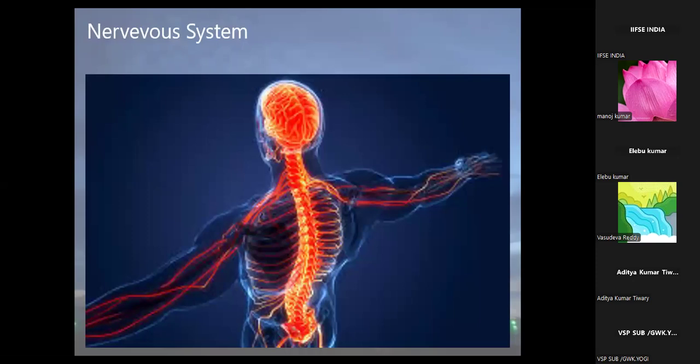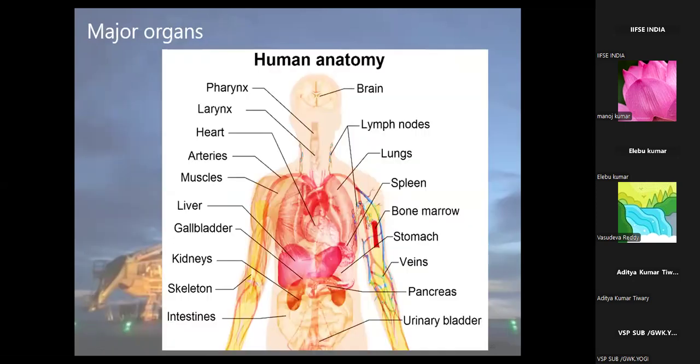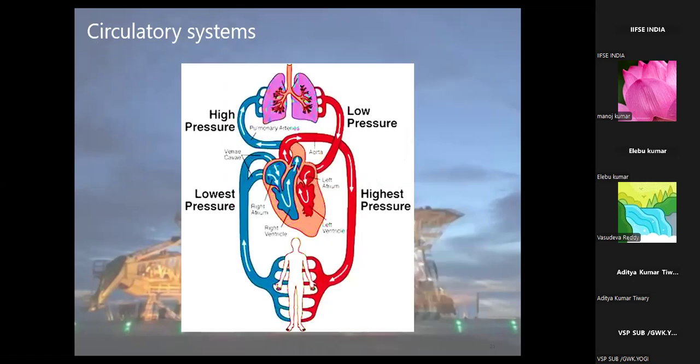So the nervous system. The brain is the main thing. The brain is controlling all your nerves and other parts of the body. So the human anatomy is the complete description of the different parts of the body. Then coming to the heart, the blood flow system, you have both high pressure and low pressure in the heart. One area is high pressure and the other is low pressure.